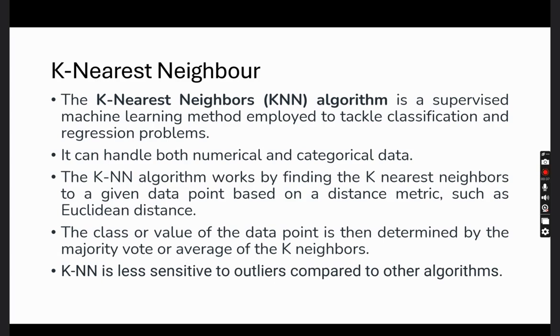The main idea is finding the K nearest neighbors for the given data point based on a distance metric. The distance metric mostly used here is Euclidean distance. There are also other metrics available which can be used by the KNN algorithm. And the class or value of the data point is then determined by voting or taking the average of the K neighbors. KNN is very less sensitive to outliers compared to other algorithms.